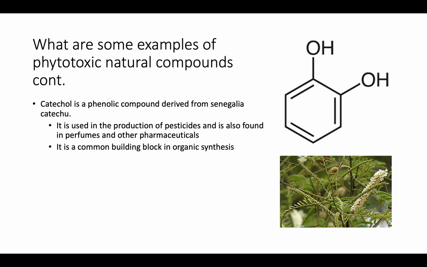Another example is catechol. It is a phenolic compound derived from Senegalia catechu. It is used in the production of pesticides and is also found in perfumes and other pharmaceuticals. It is a common building block in organic synthesis.